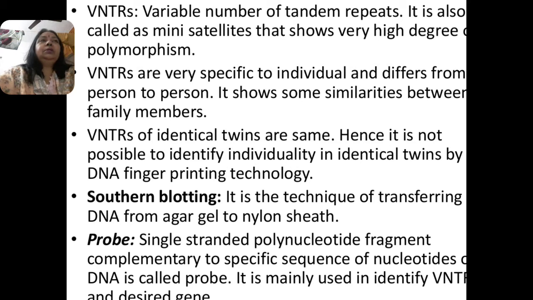Two main things used in this technology are Southern blotting and the probe. The definition of Southern blotting is a technique of transferring the DNA from the agarose gel to a nylon sheet. And what is the probe? A probe is a single stranded polynucleotide fragment, complementary to a specific sequence of nucleotides of DNA. It is mainly used to identify the VNTR and the desired gene.